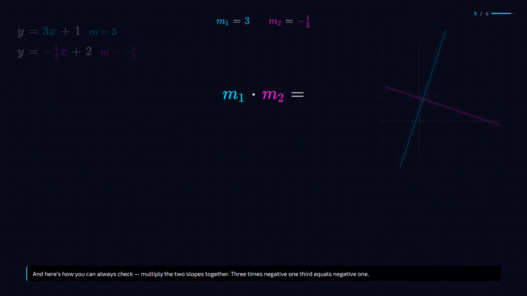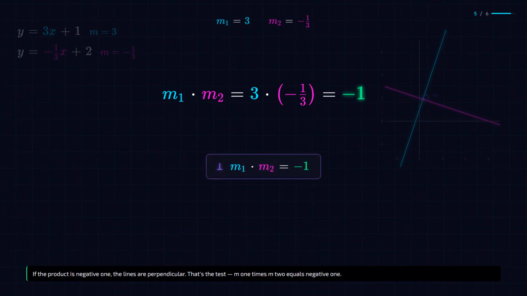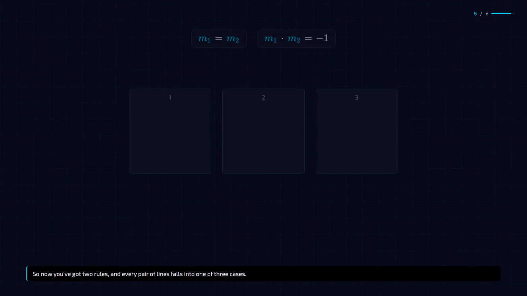Multiply the two slopes together. 3 times negative 1/3 equals negative 1. If the product is negative 1, the lines are perpendicular. That's the test. m1 times m2 equals negative 1. So now you've got two rules, and every pair of lines falls into one of three cases.